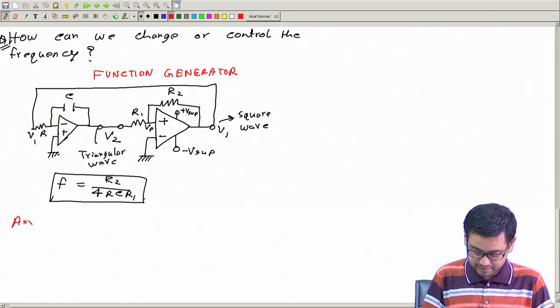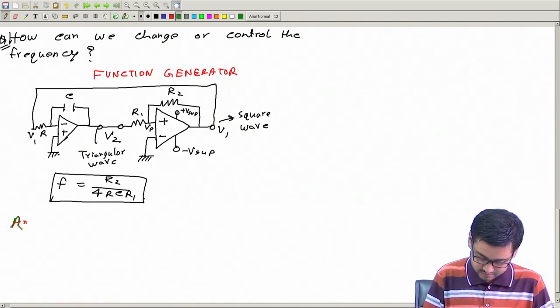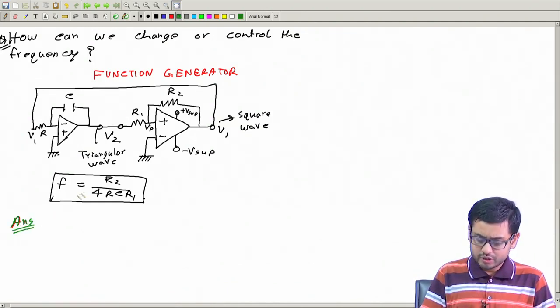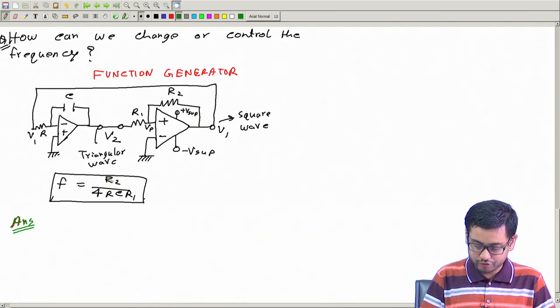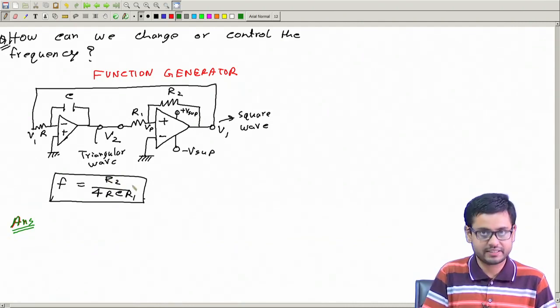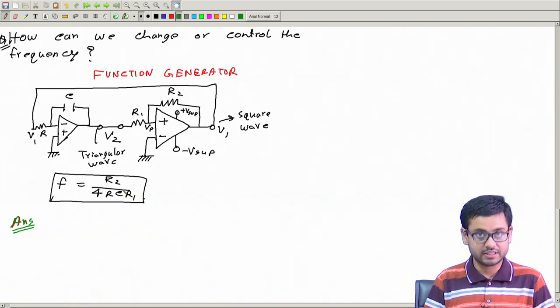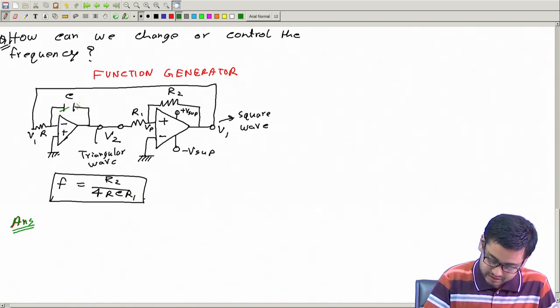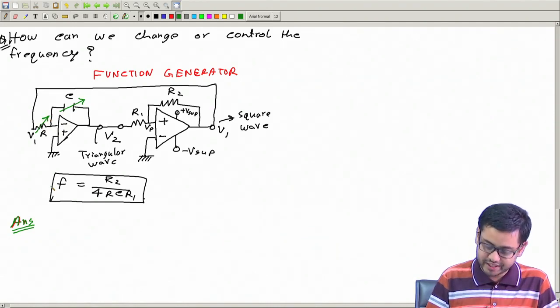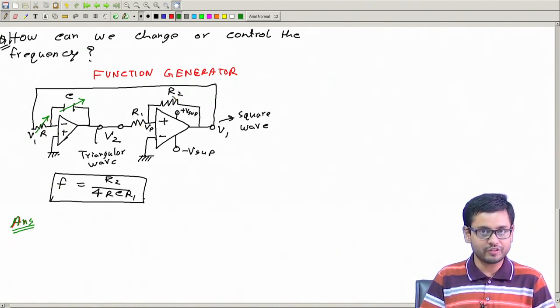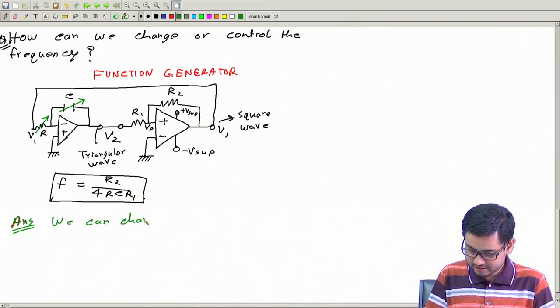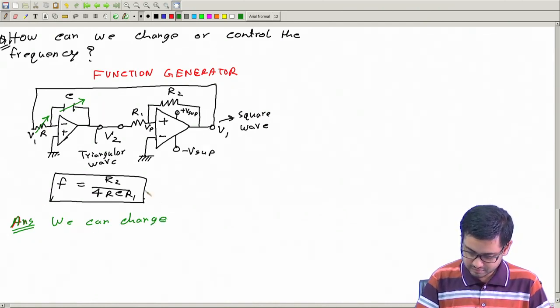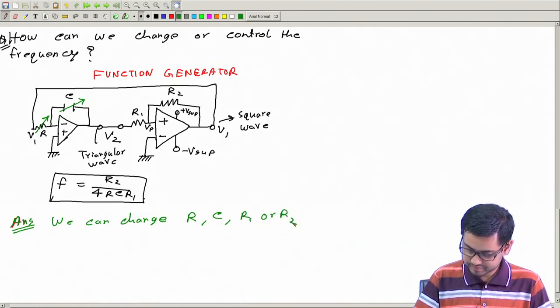Okay, so the answer is simple. This is the expression of frequency. So that means what we can do, we can change any of this, R2, R1, R, C, all of them will change the frequency.